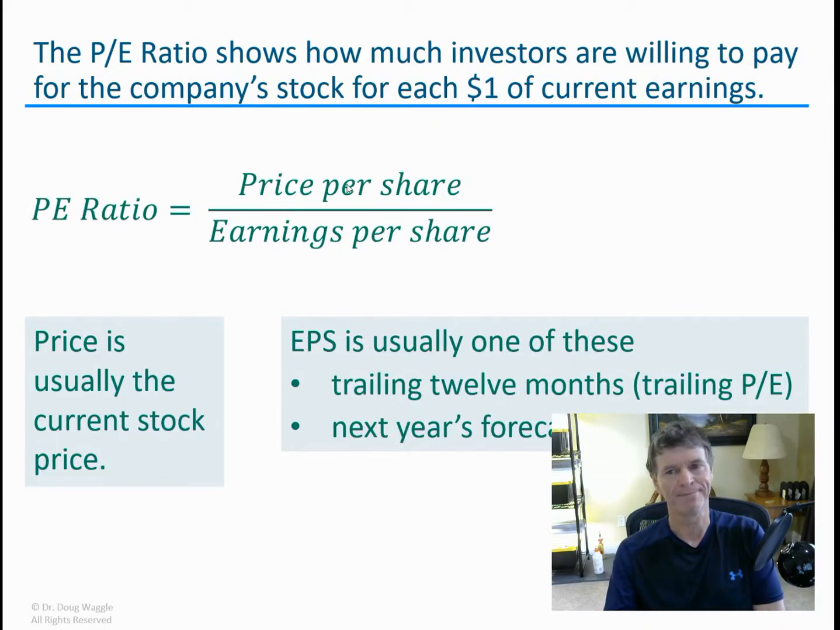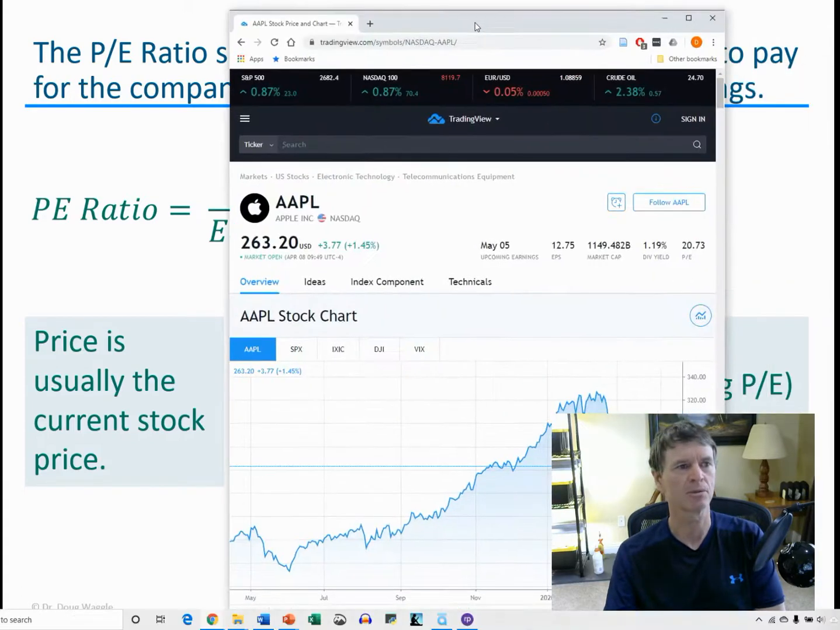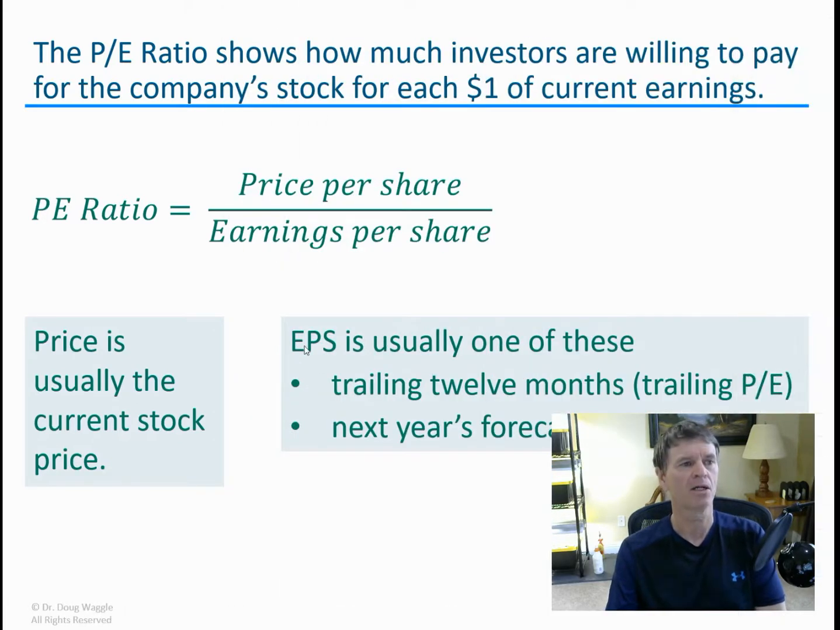So there are differences. You may look up PE ratio. Don't lose too much sleep over this, but I want you to know that you might go to different sites and see different PE ratios for the same company, and that's because there are differences in the way E, for the most part, is handled. The price in the PE ratio is usually the current price. So the price per share is just, hey, Apple's $263.10 right now.